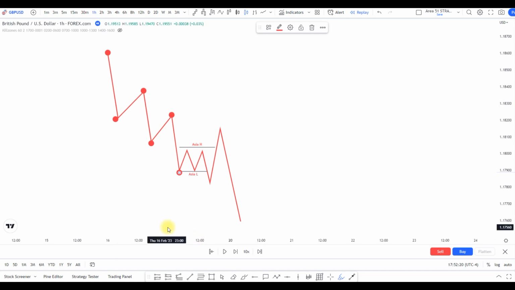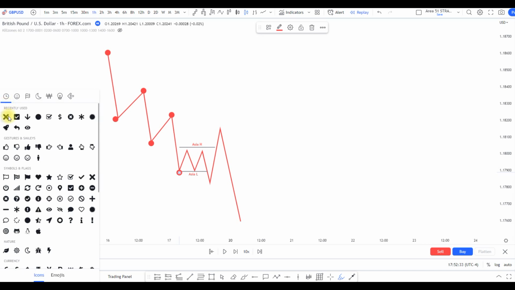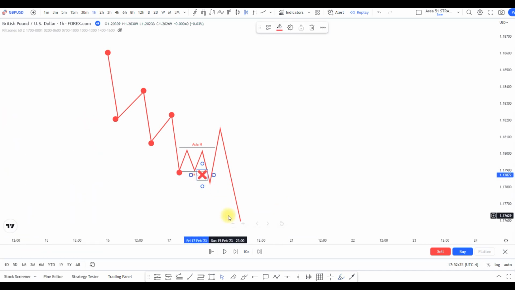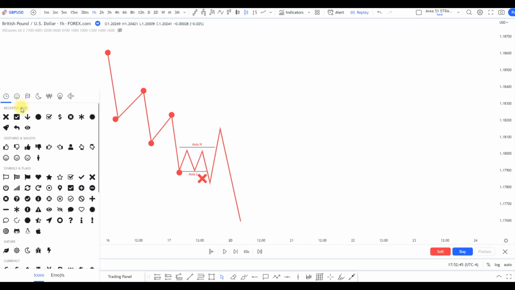All right, so I marked my Asian session high, Asian session low. London came in and it liquidated the sell side liquidity of the Asian session. Okay, so once it took out the Asian session sell side liquidity, which is right here, the price went back up again and then took out the Asian session buy side liquidity. All right, it took out the buy side liquidity here.